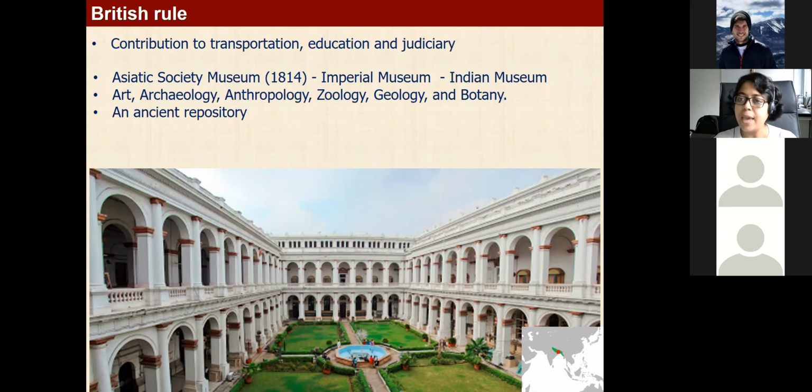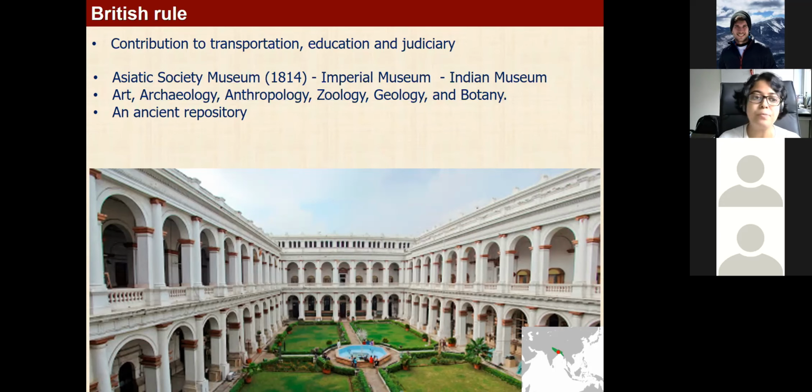So although it had a number of fossils in it, the primary focus was to show the Indian heritage under the colonial rule. So it still is there, but it's an ancient repository.